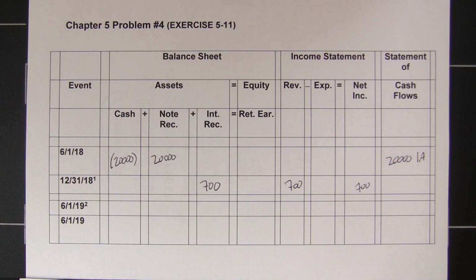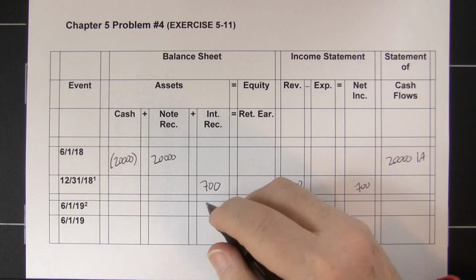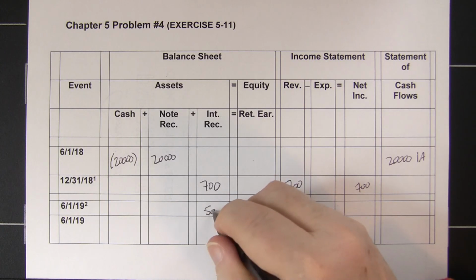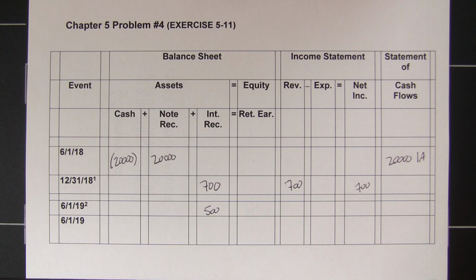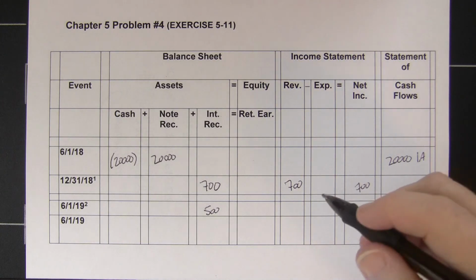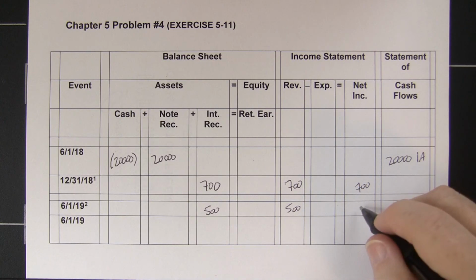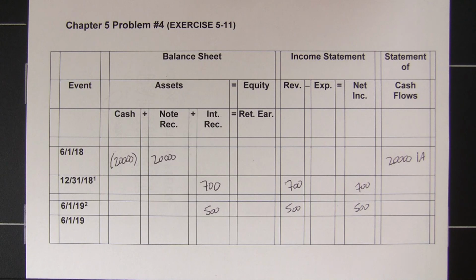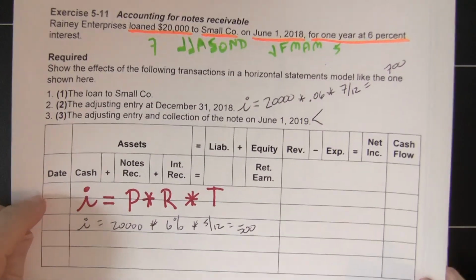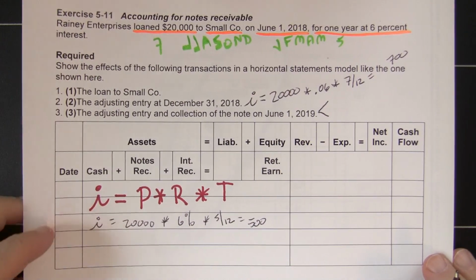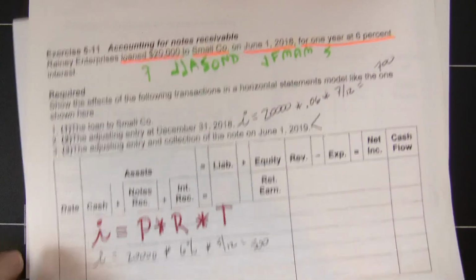So let's recognize that. We got $500 interest receivable, and that's revenue. And that will be net income if we were doing an income statement. We're not, because there are other expenses we're ignoring, but that would be income. Now we're also going to get our money back. This is a loan, it's not a gift. So we're going to get our $20,000 back.